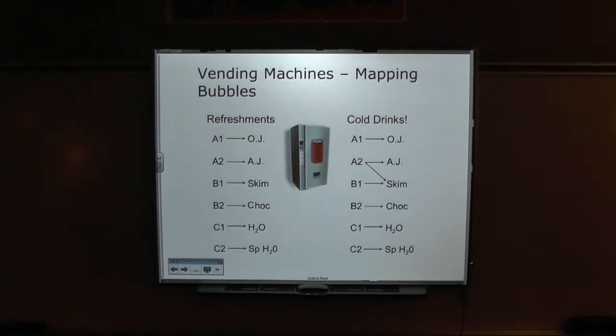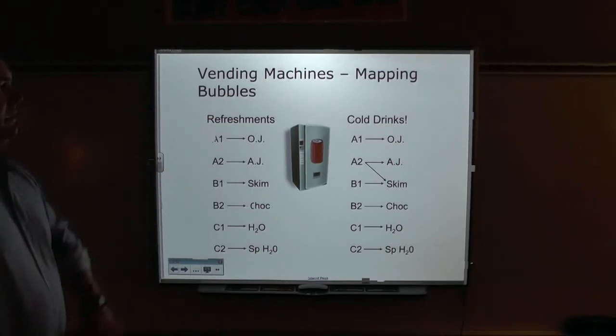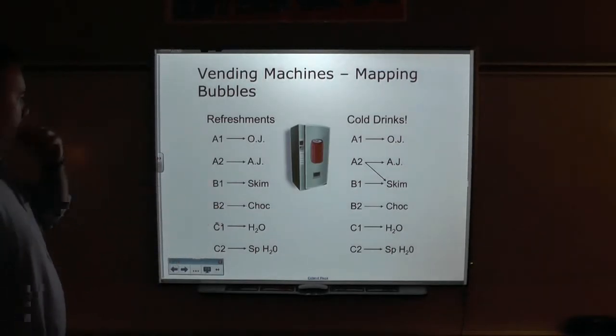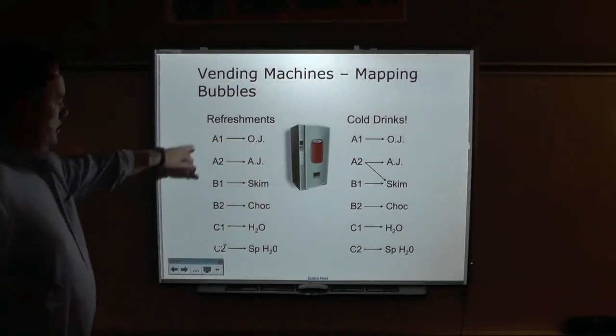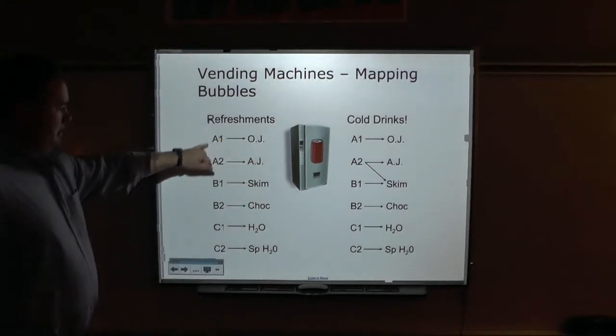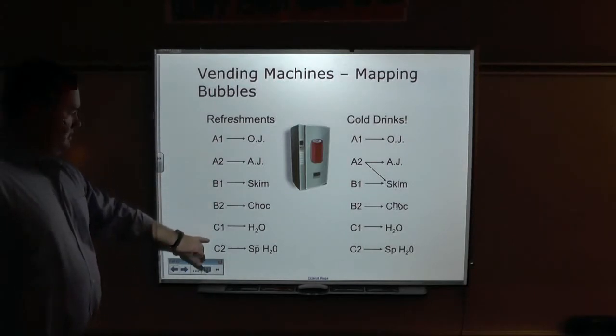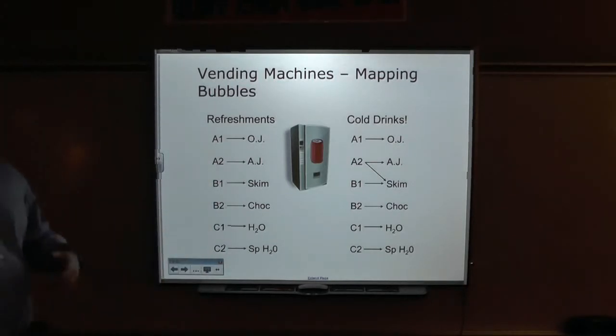Well, I got a couple examples I want to talk about to begin with. The first thing is we have a vending machine here. This vending machine has different types of drinks in here. The buttons on that vending machine are A1, A2, B1, B2, C1, and C2 over here. Now I want you to think about it.